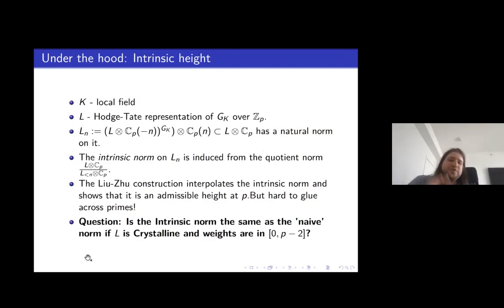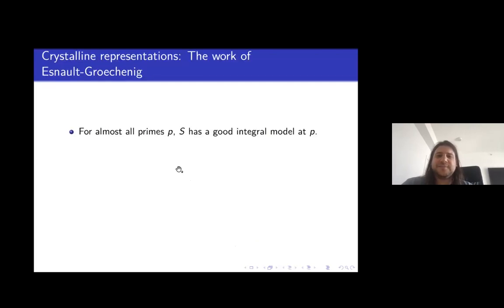Question: if you're unramified and crystalline and your weights are small, which are all standard assumptions of the subject, at least in that case, are these two norms the same? If we had an answer to that question, things would work a lot nicer than they do right now. But we don't. So we basically can't use this for all primes. We have to do something a little bit different.